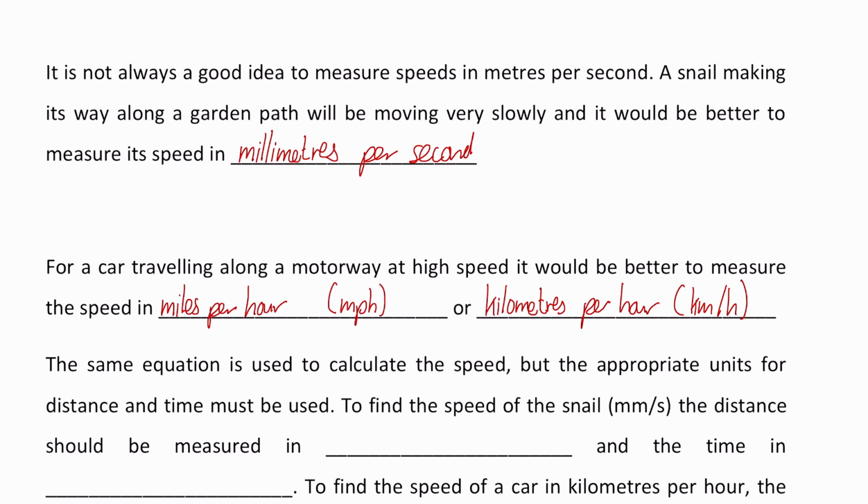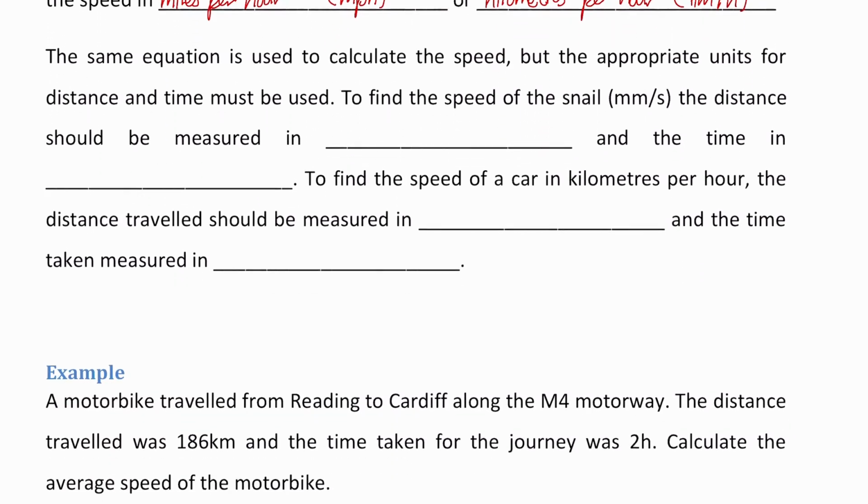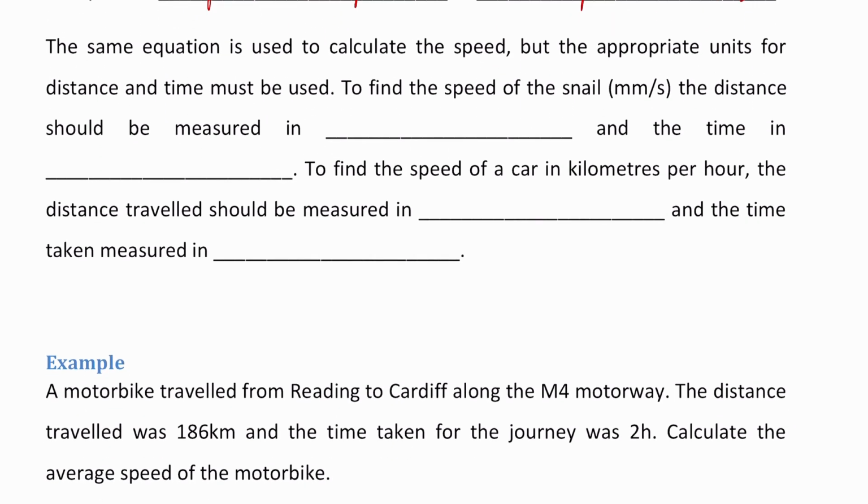If we do have to do calculations with different units, the formulas are identical. We just need to make sure our units are the same on both sides of the equation. So if the speed of the snail is in millimetres per second, we need to make sure our distance is measured in millimetres and the time is measured in seconds. Similarly, for the car, kilometres per hour, the distance should be in kilometres, and the time is going to be measured in hours. That might mean that you have to do a conversion beforehand.